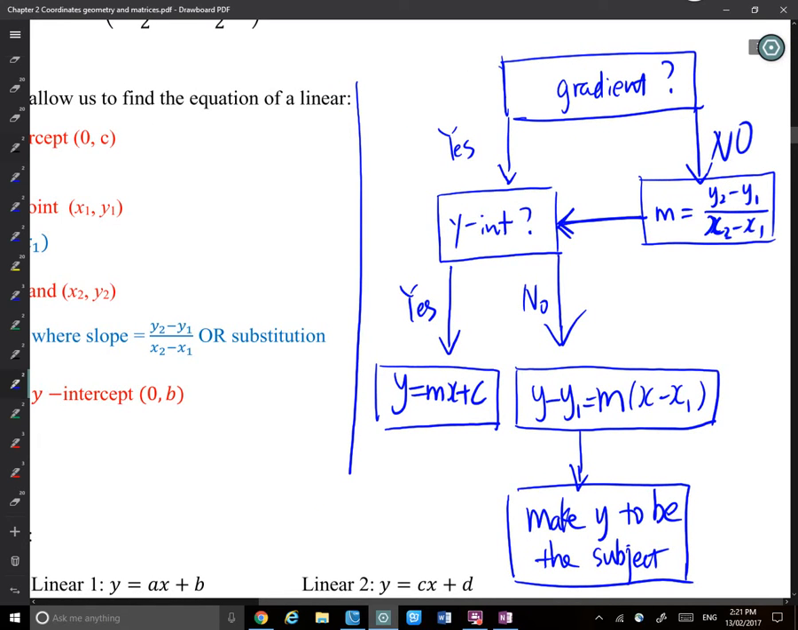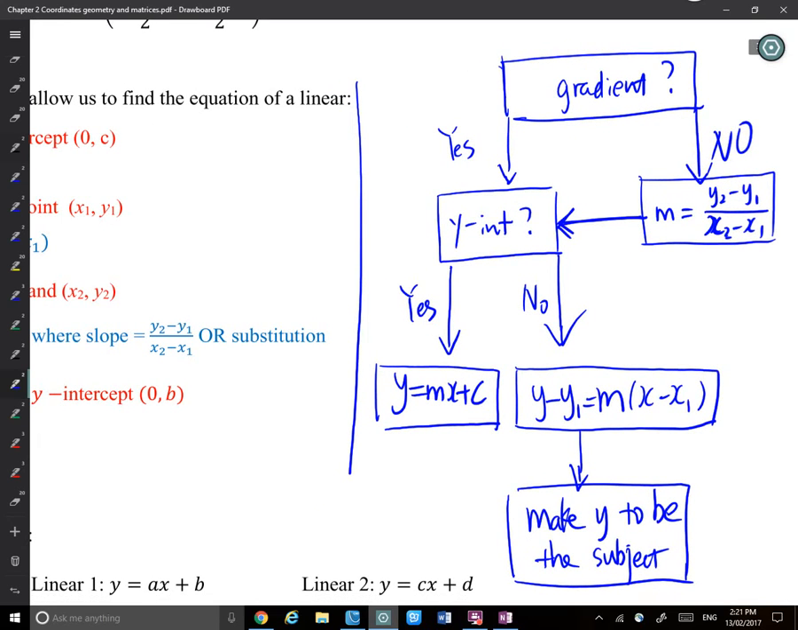To find linear equations is pretty easy. Do we know the gradient? If we know that, move on to the next step. If we don't, go and find the gradient. If you already know the gradient, do we know the y-intercept? If we know the y-intercept, that will be the really easy case: pull out the m and c values. If we don't know the y-intercept, we use y minus y1 equals to m x minus x1. And then the last step will be to make y the subject.